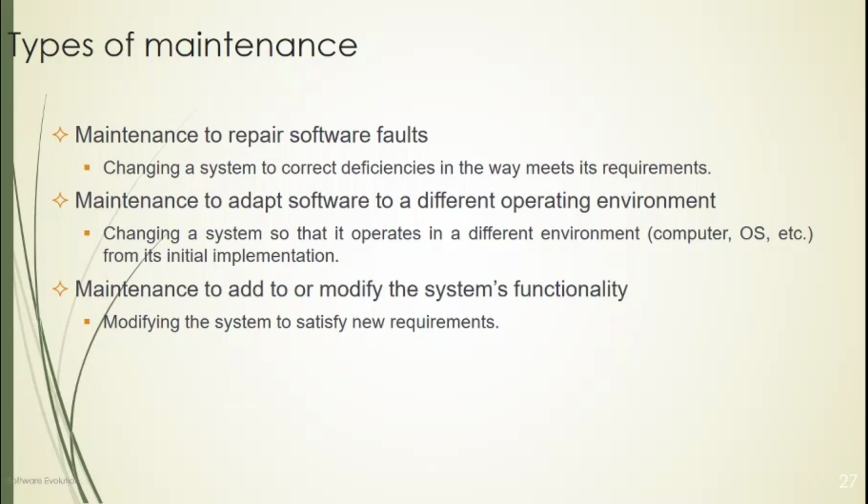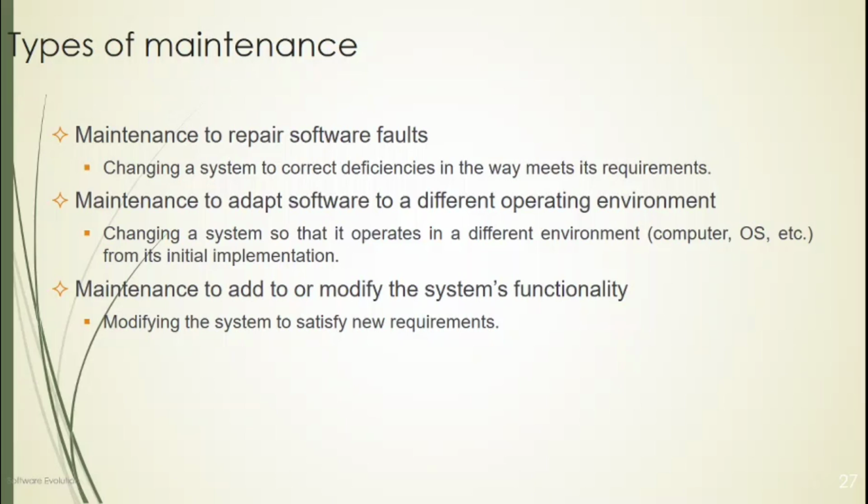Maintenance to add or modify the system functionality. Whenever needed, functionalities have to be added to the system for fast response, when new requirements of the system come from the customer. This type of maintenance is necessary when the system requires changes in response to organizational and business changes. So these are the three types of software maintenance that we see, and they are important in the examination also.